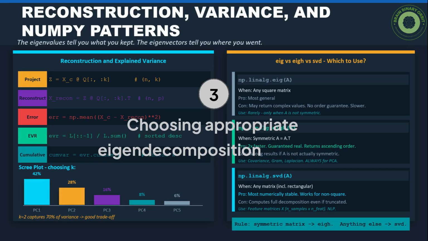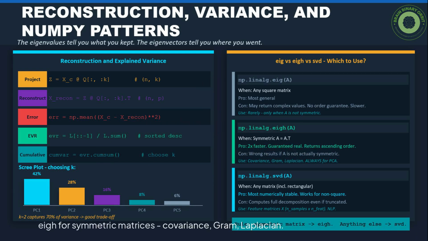Third, which function to call. eigh for symmetric matrices: covariance, gram, Laplacian. SVD for any matrix including rectangular feature matrices. eig only if the matrix is not symmetric, it may return complex numbers.